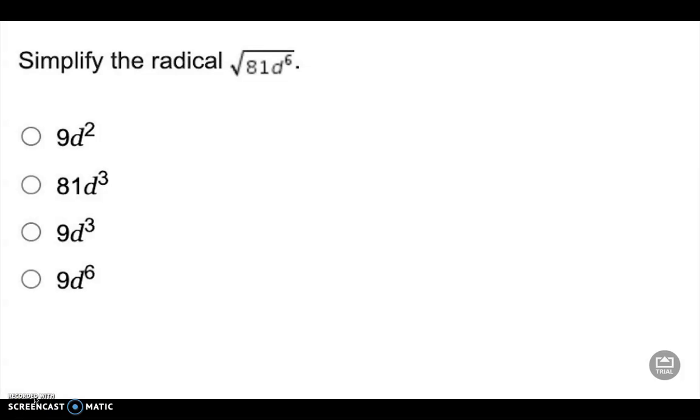So this lesson is going to be rewriting expressions with radicals. And the first one we have is the square root of 81d to the 6th. Now remember, underneath here is what we call the radicand.